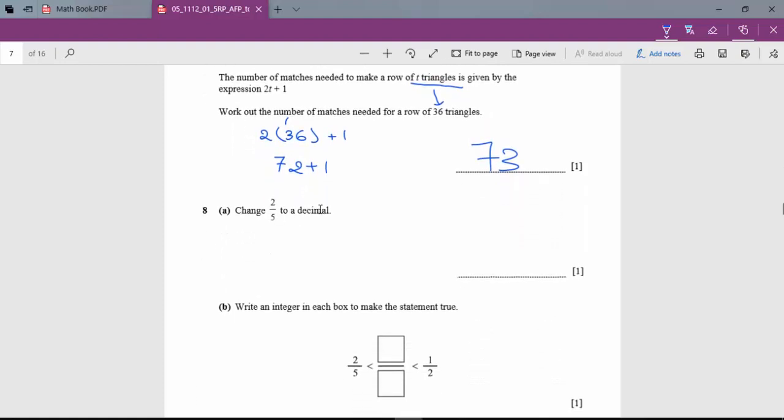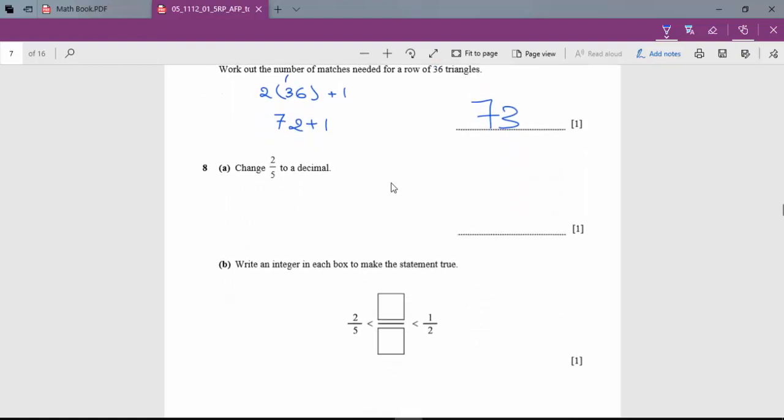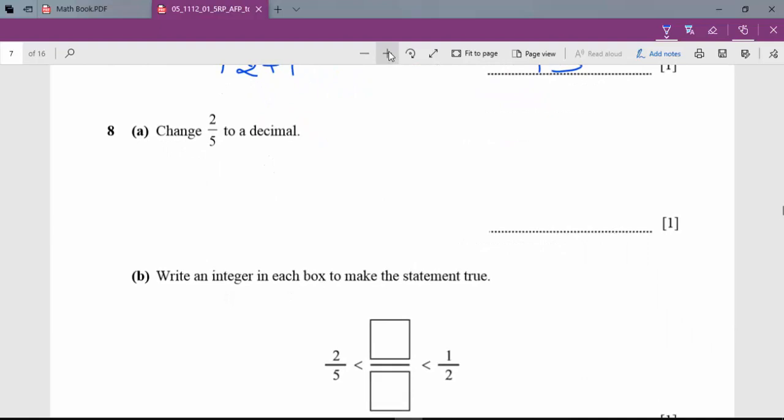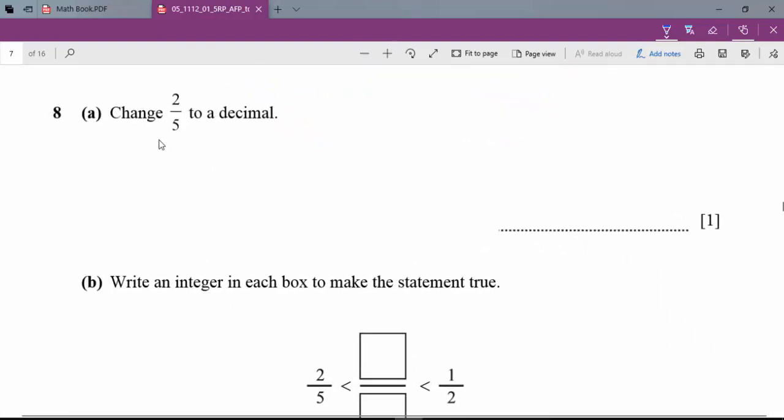Then change 2 over 5 to a decimal. Whenever we have a denominator that could be 10 by multiplying by some number, then we do. If we multiply up and down by 2, we will get 4 over 10. And simply 4 over 10 is 0.4.